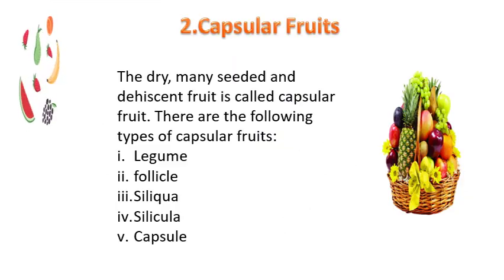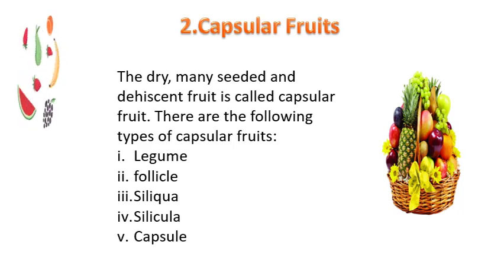The next type of simple dry fruit, the dehiscent dry fruit, is capsular fruits. According to its definition, a dry, many-seeded and dehiscent fruit is called capsular fruit. Their pericarp splits and allows the seeds to escape. So here we have a further five forms of dehiscent dry fruit or capsular fruit.